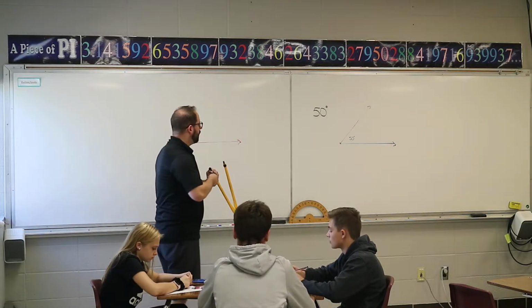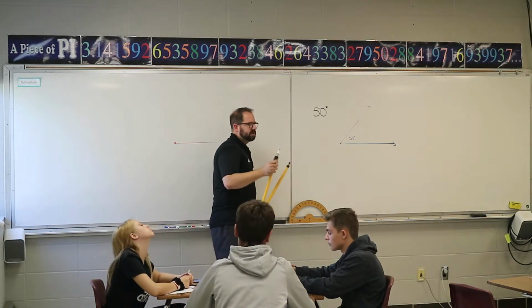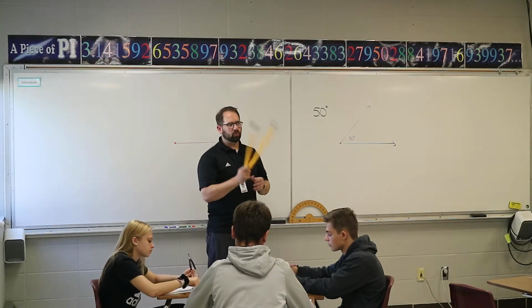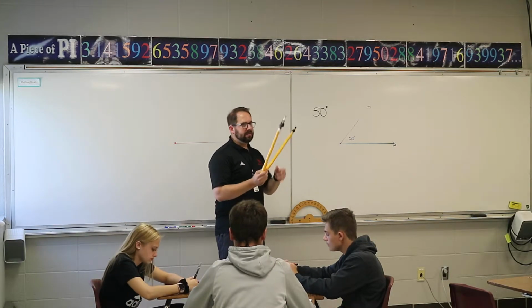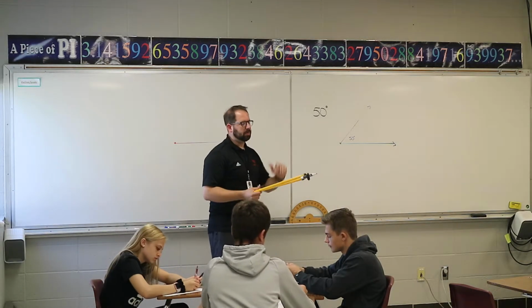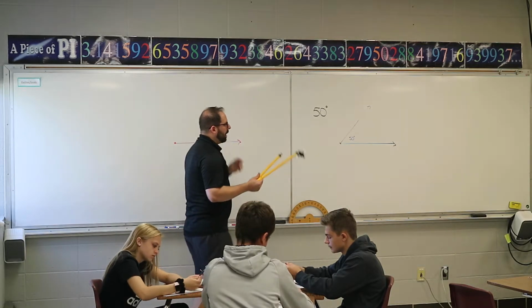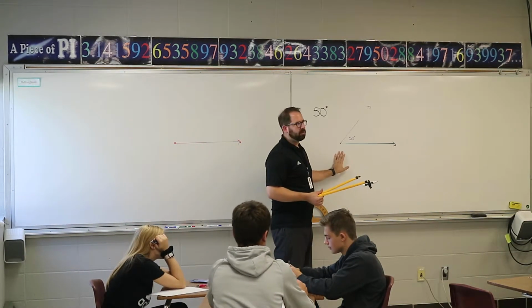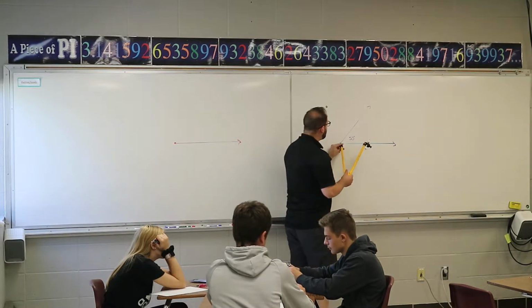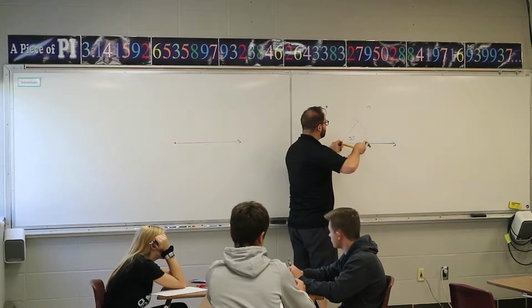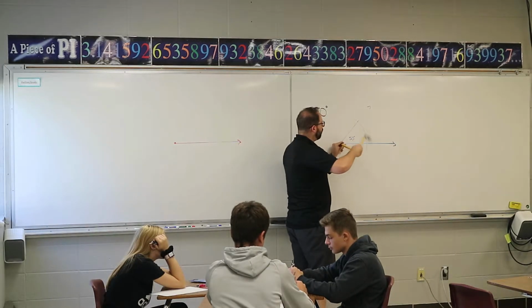Okay, here's what I'd like you to do. Take your compass. You're going to open up your compass to a random setting. It doesn't have to be big, it doesn't have to be small, it's just random. And you're going to leave this compass this way for almost the entire drawing. Almost. There's one part we have to change. Okay, pick up the compass, go back to your original 50, the one that we drew earlier with the protractor. Put the pipe on the vertex and draw an arc so it hits both walls like that. It's got to hit both walls.